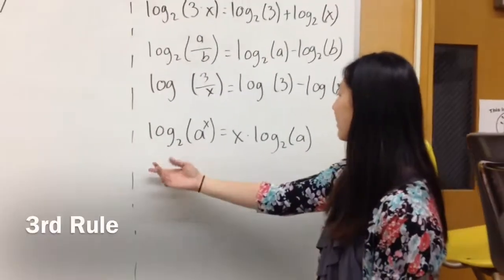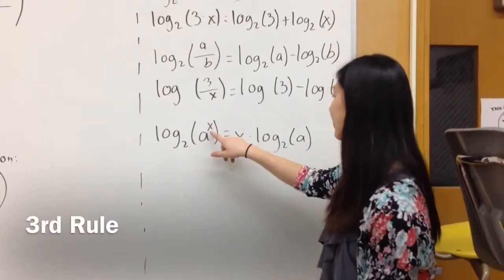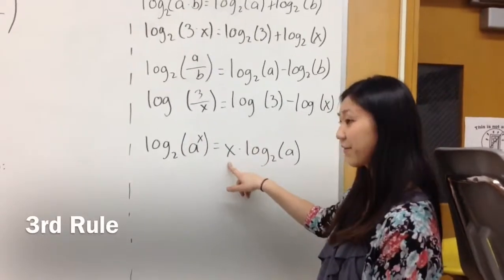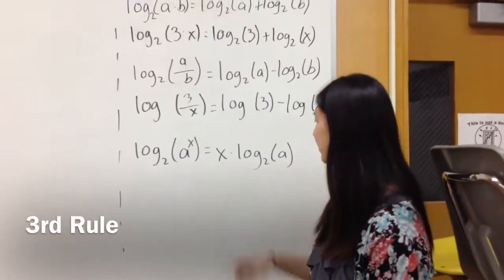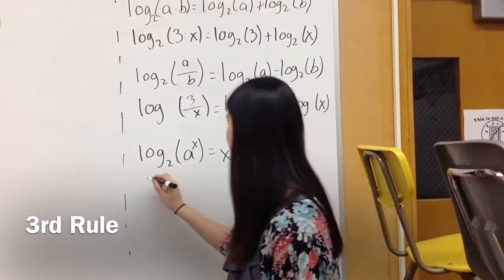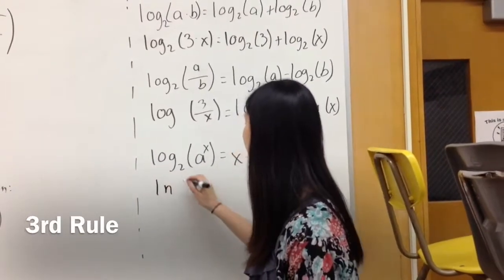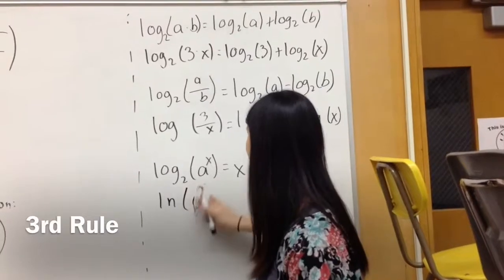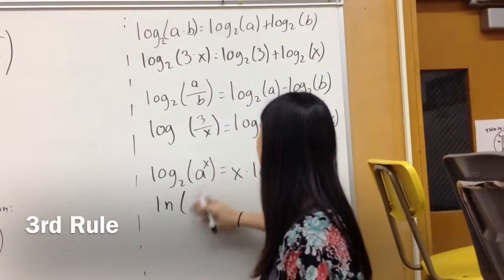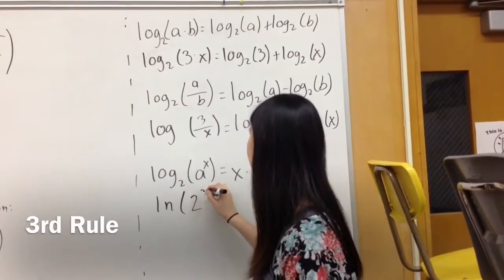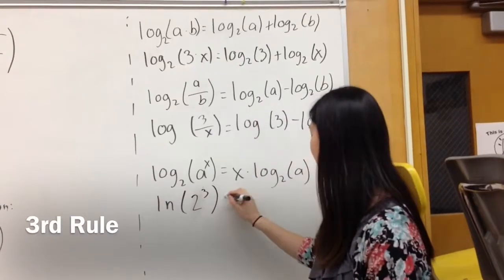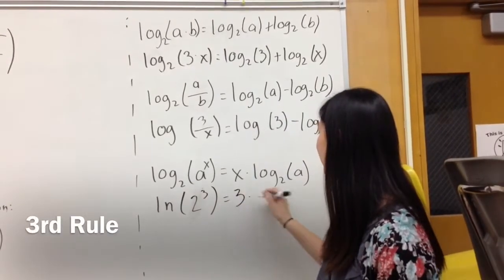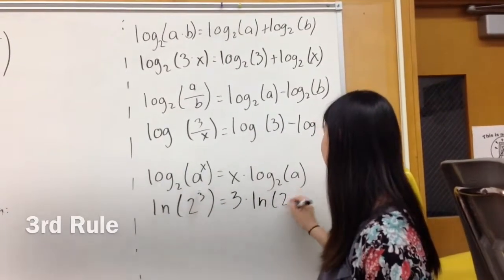This one, we have an exponent. Now the exponent, when we expand it, comes down out in front and it multiplies. For this one, I'm going to show you a different kind of log. It's going to be ln of, oh sorry, not a to the x, let's do 2 to the 3rd power. We're going to make it 3 times ln of 2.